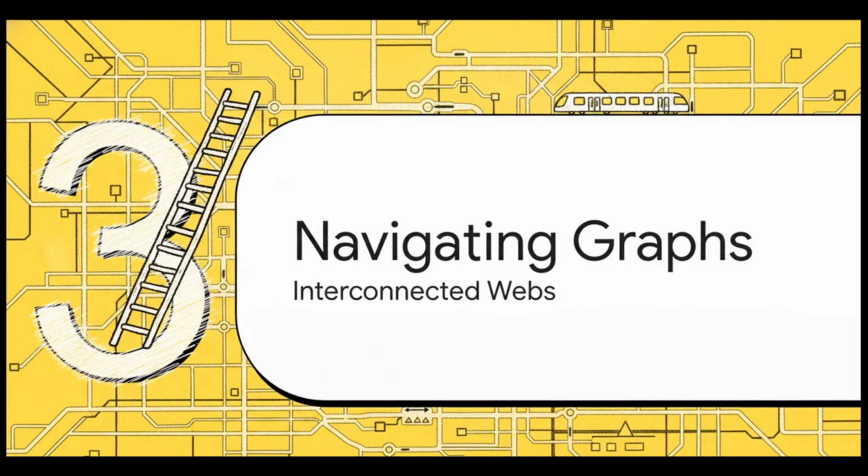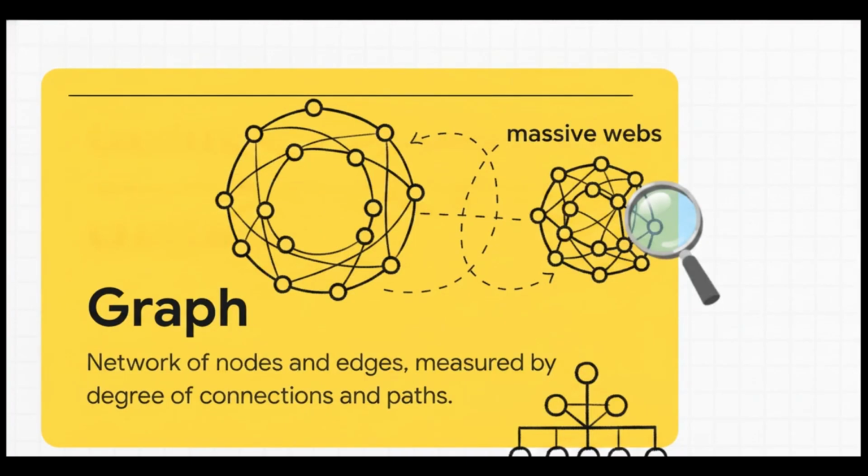Section 3. Navigating the graph network. So, if trees are corporate ladders, graphs are massive, interconnected webs, much like a complex city transit system where basically everything can connect to everything else. A graph is a network composed of those familiar nodes and edges.